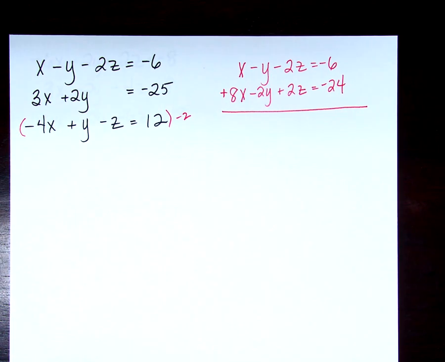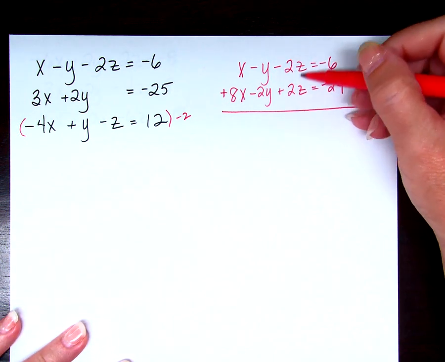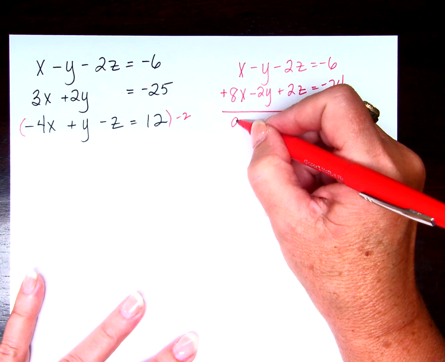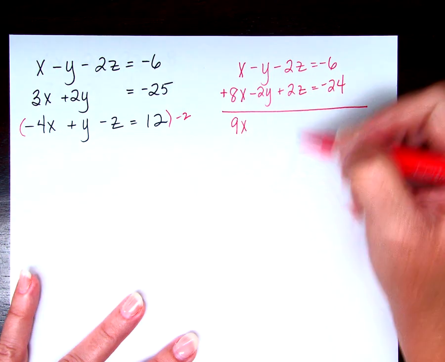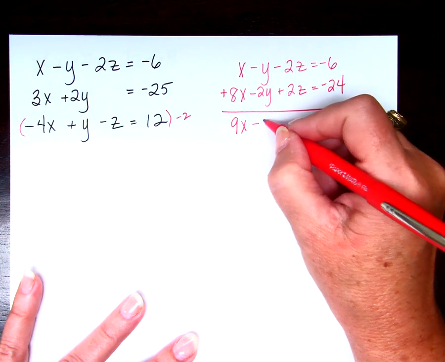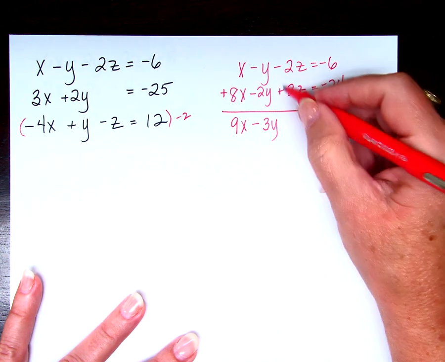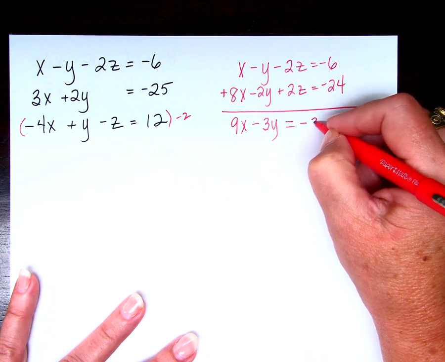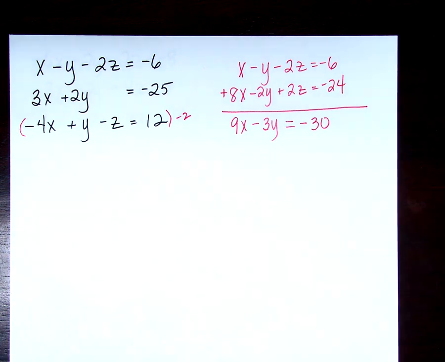Now my goal is to make the z's go to 0, right? Did I succeed in that goal? Is that going to go to 0? Okay, so let's combine them. X and 8x, 9x, -y and -2y, -3y. That's 0, and this is -30.